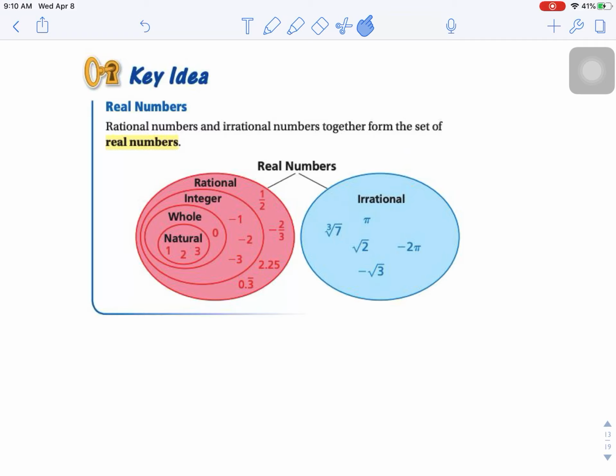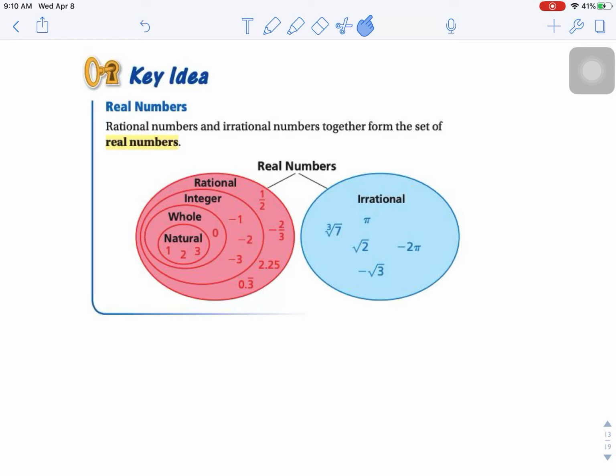So if we were looking at this, the blue circle are examples of irrational numbers. The cube root of 7, we don't know that. The square root of 2, we don't know. The negative square root of 3, we don't know. Pi is irrational, and if we're multiplying pi by something, that would still be irrational.